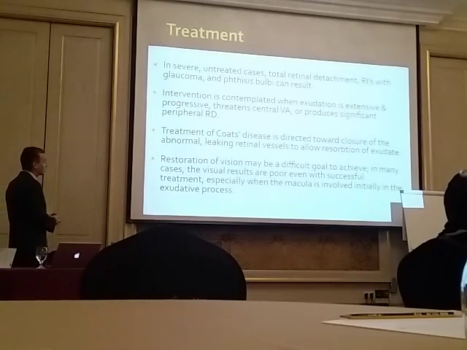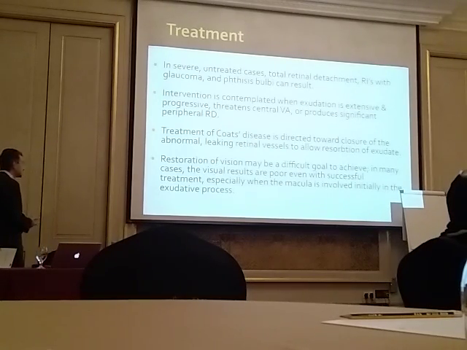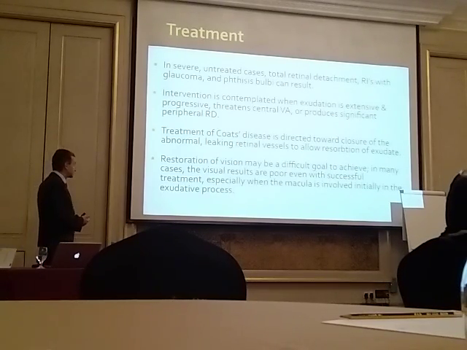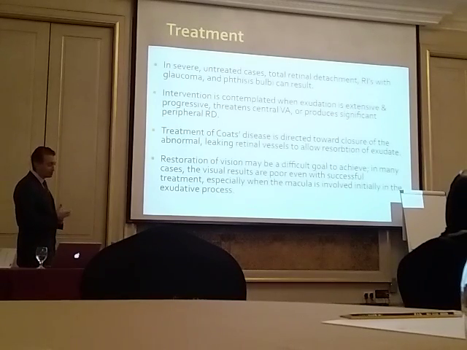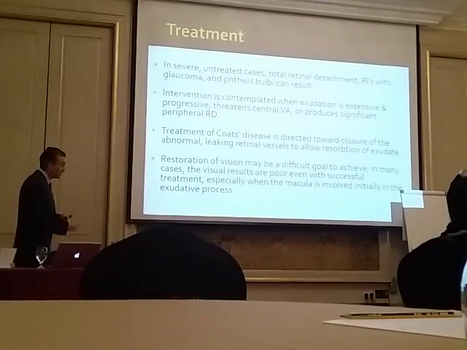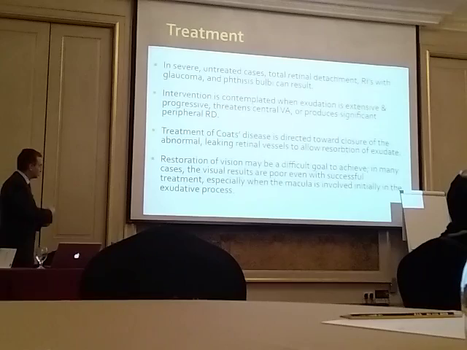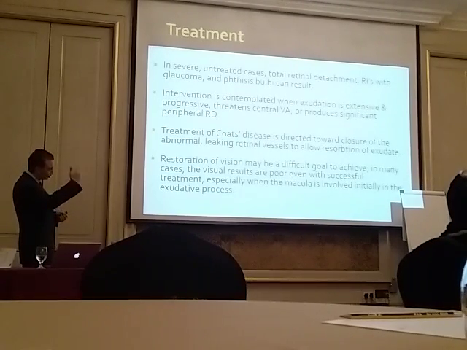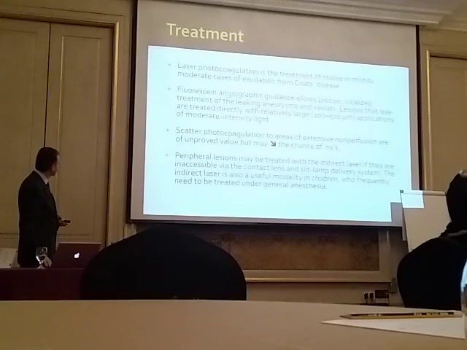Also, intervention is complicated when exudation is extensive and progressive and threatens visual acuity, because you can have a peripheral retinal detachment in these cases. Now, usually you try to close abnormal leaking vessels, so this will allow the reabsorption of the exudates. Although in these cases, the restoration of vision may be difficult and the results can be poor, especially if you have the macula already involved in the exudation process. It means that the exudation has been there for a while and has migrated from the mid-periphery, usually supratemporal, to the macula and the perimacular area.